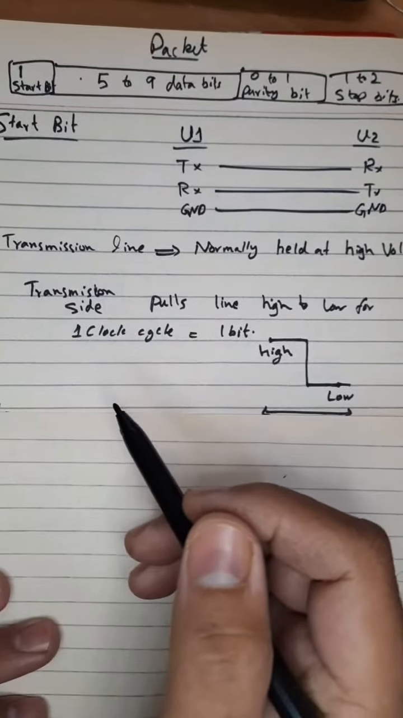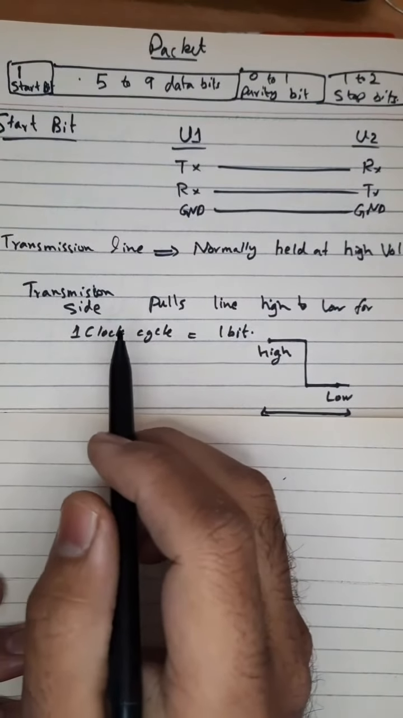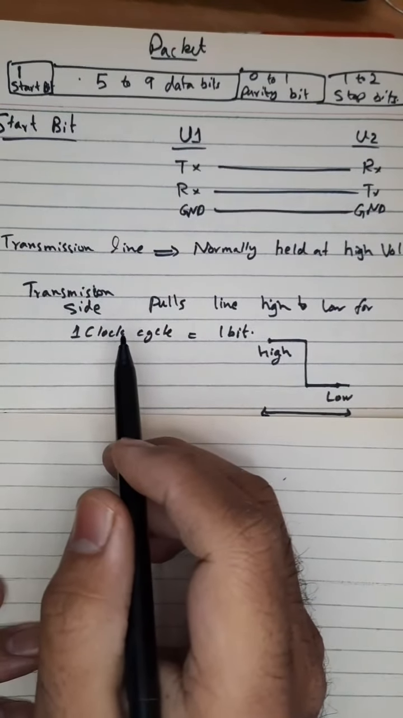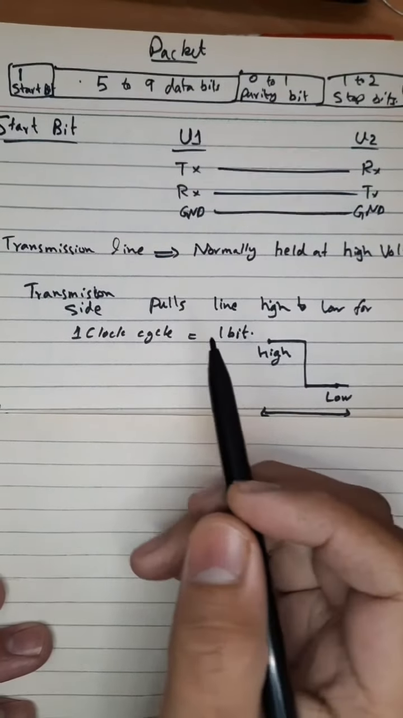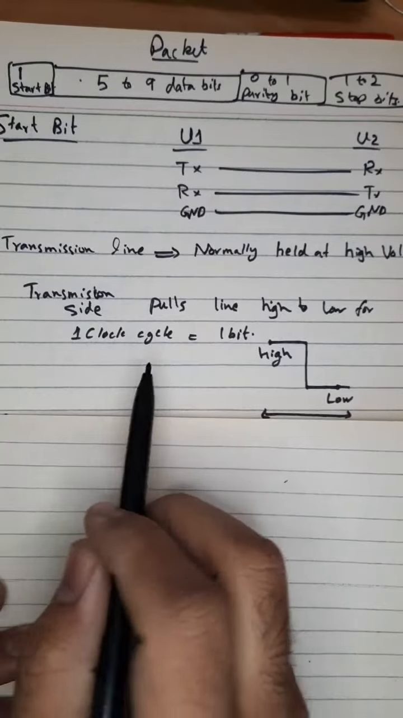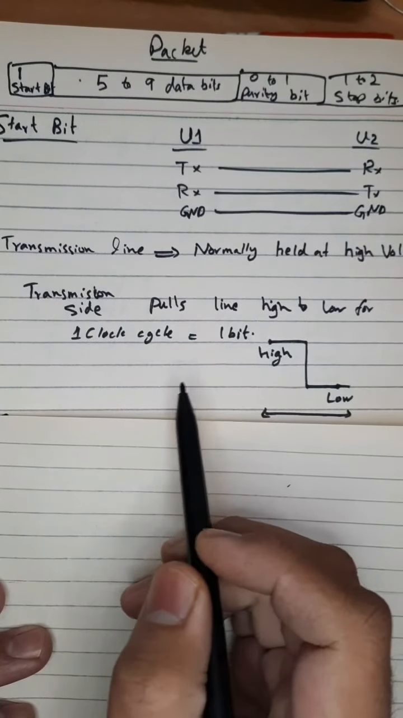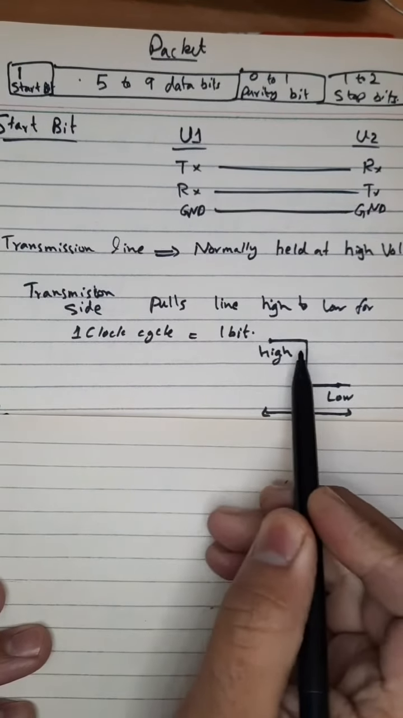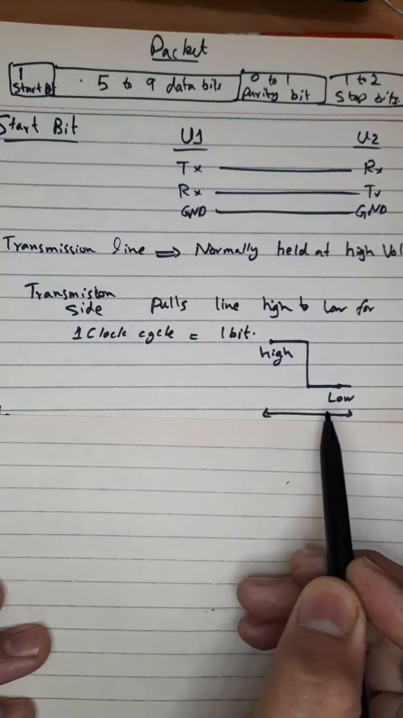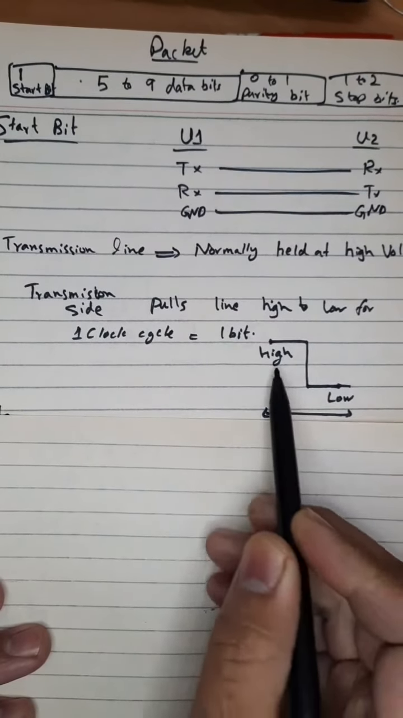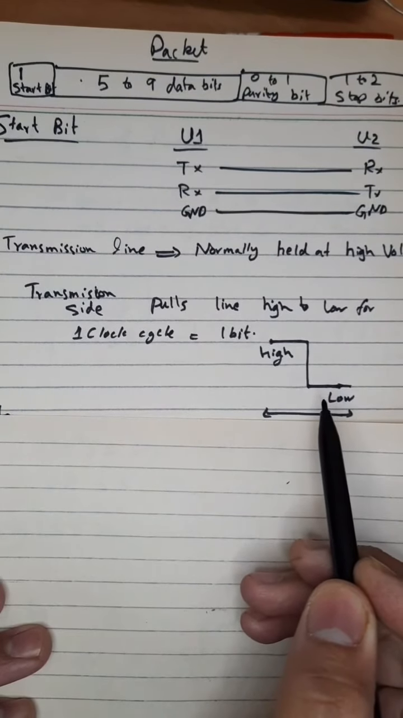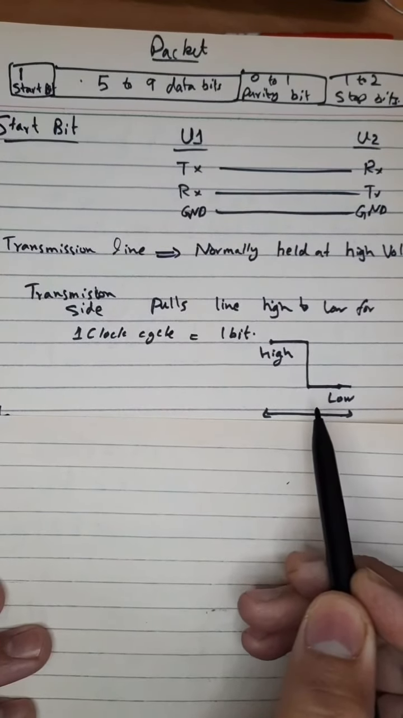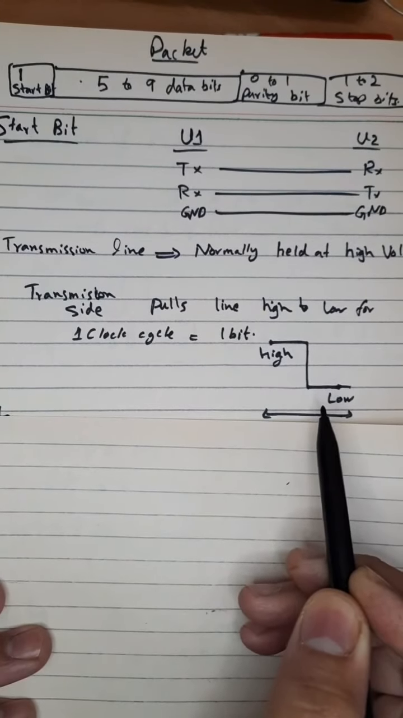Let's start with the start bit. Usually the UART data transmission line is normally held at a high voltage level when it is not transmitting data. To start a data transfer, the transmitting UART pulls the transmission line from high to low voltage. When the receiving side detects this transition from high to low voltage, it gets ready and starts receiving data at the defined frequency, which is the baud rate.